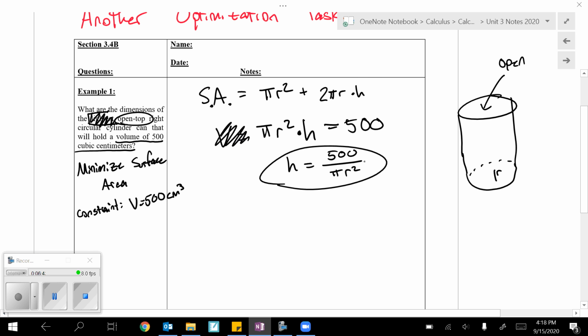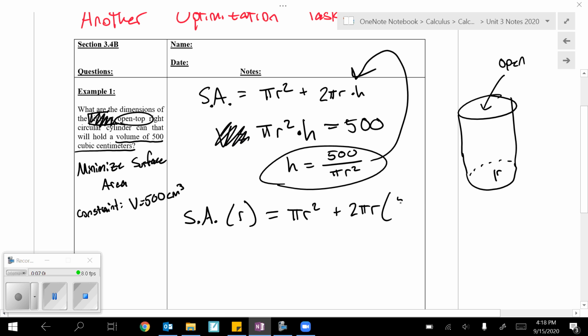Now let's adjust our original thing. Our surface area function is now a function of just r. I know it's weird to write SA. If you don't want to write SA, you just want to write S or something, that's fine. Pi r squared plus 2 pi r times 500 over pi r squared.